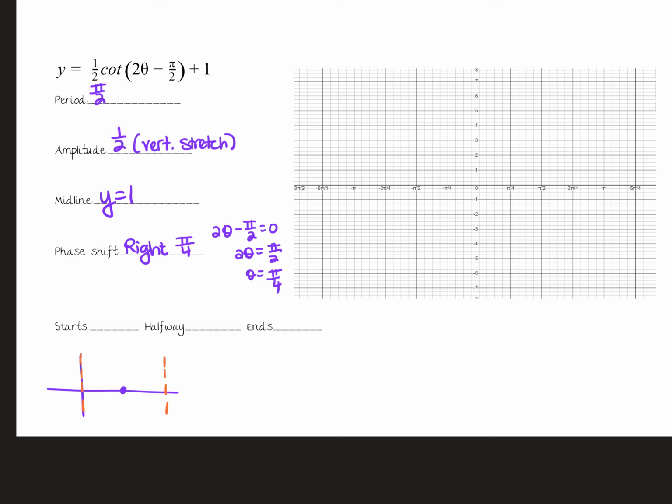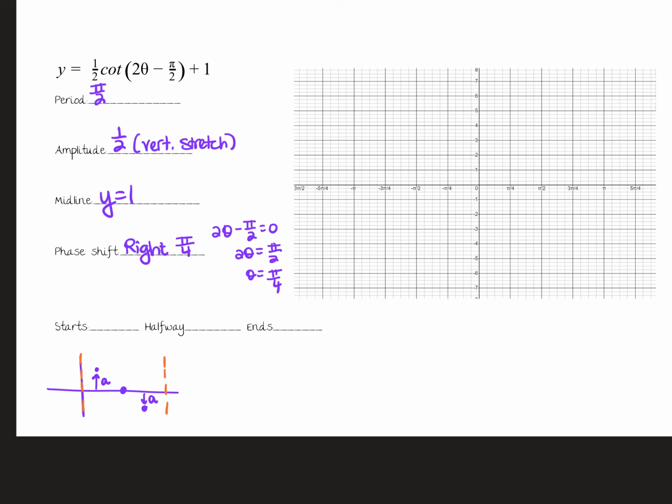And then between the beginning and the middle, we're going to be at a high point. And I say high point, this is actually going to be whatever our amplitude is, okay? And then halfway between the middle and the end of our graph, we're going to be at a low point. And again, that's just going to be whatever our amplitude is. That's going to be how our vertical stretch is affected.